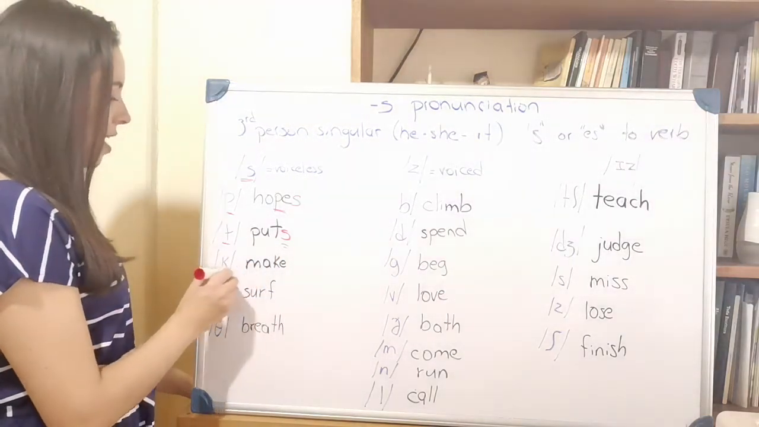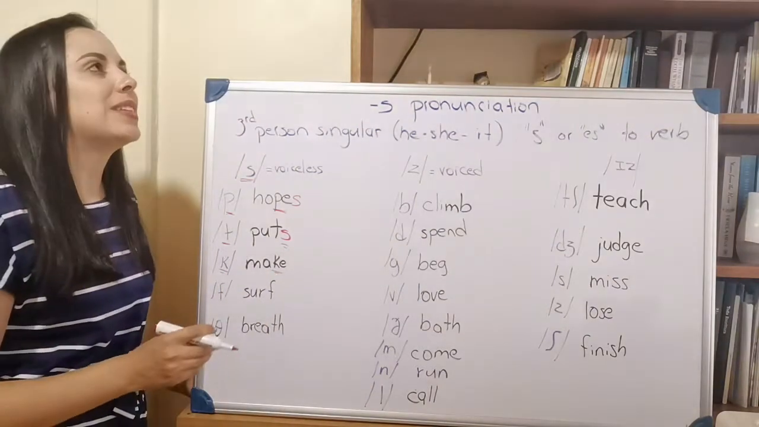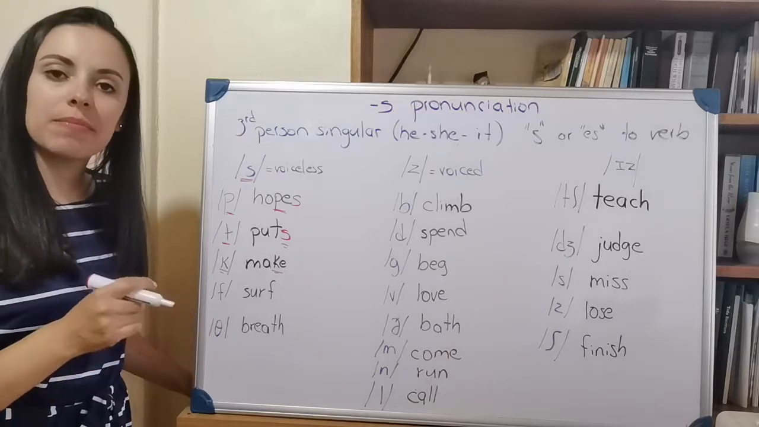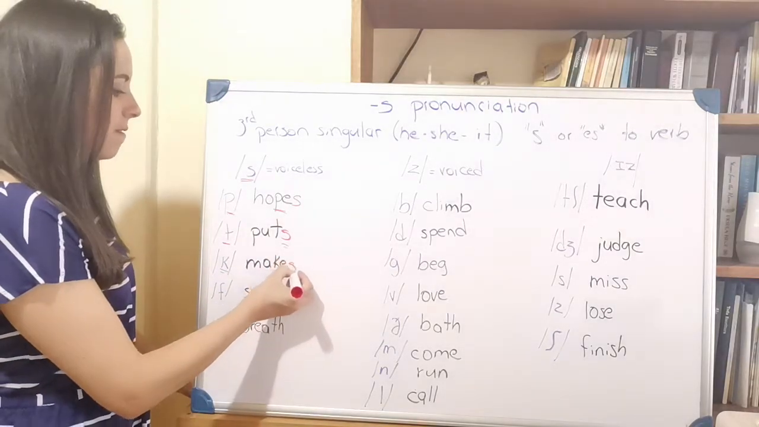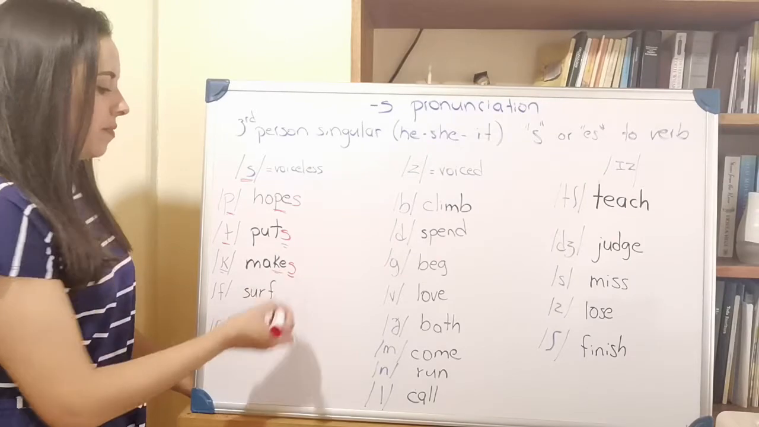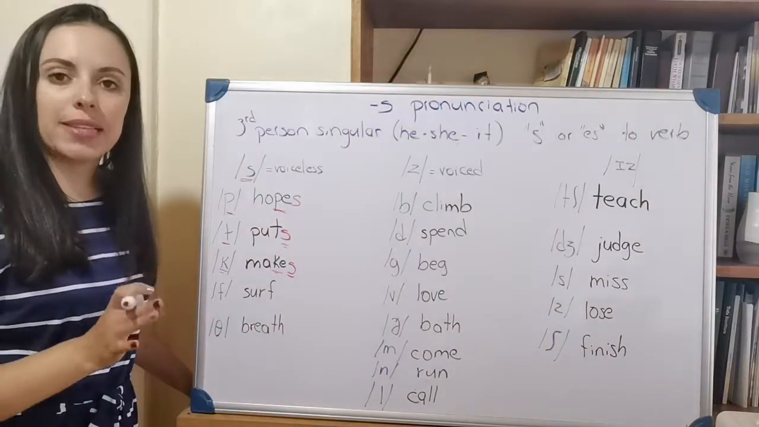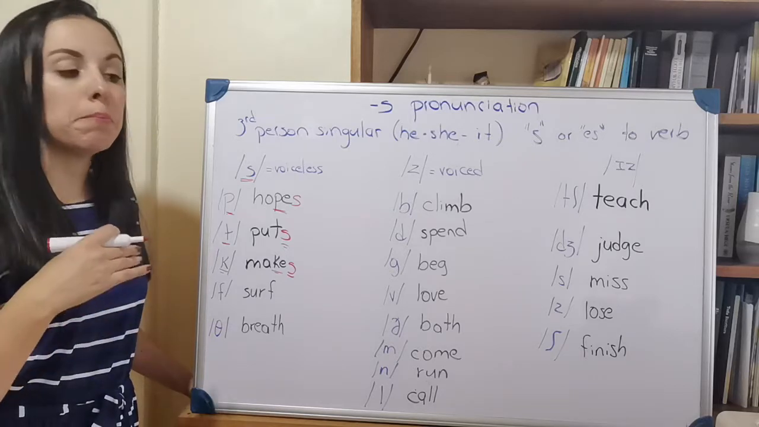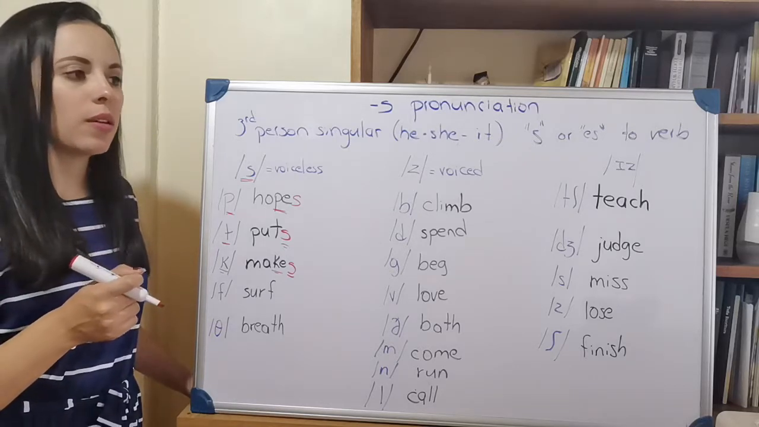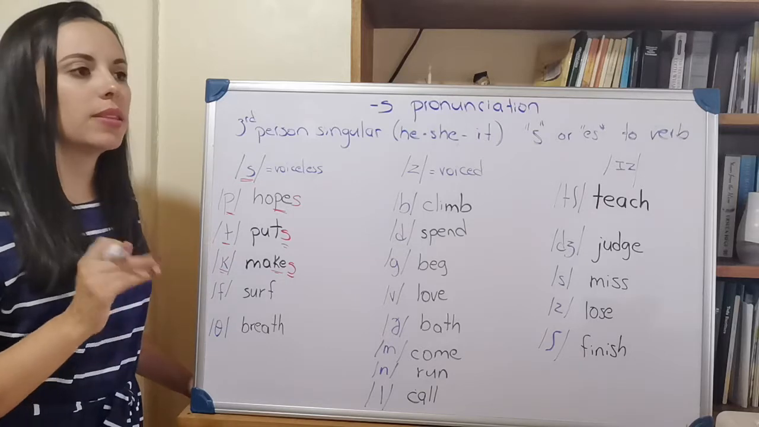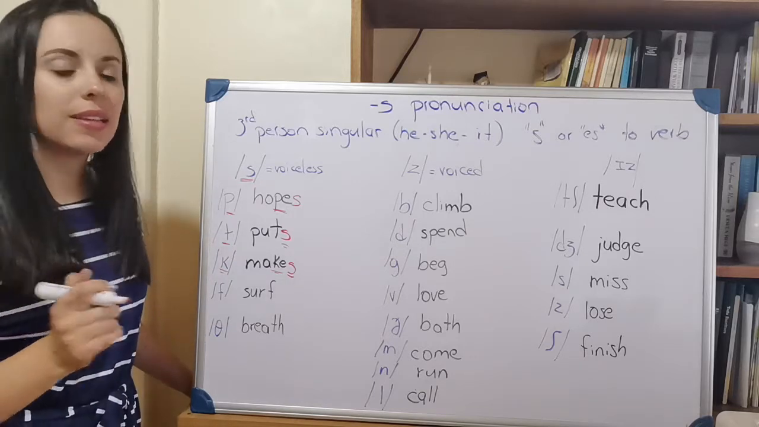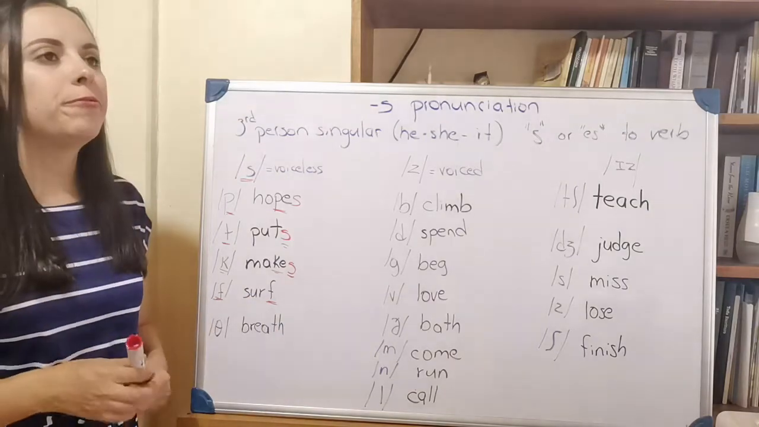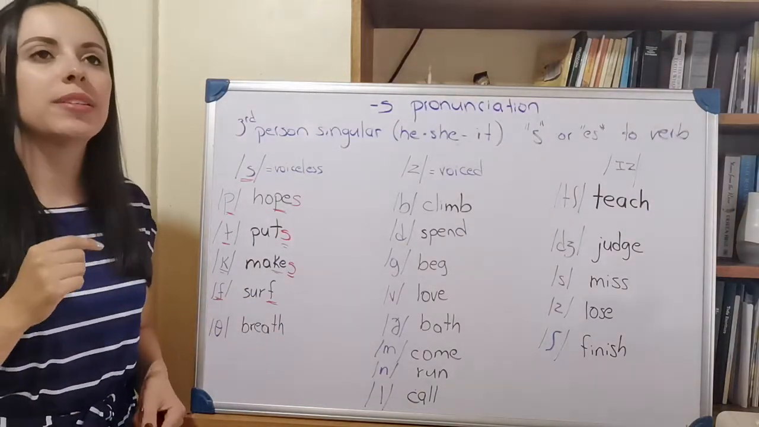Okay? The sound k, make. So when we add the S, the sound is pronounced as S. Makes. She makes, whatever. He makes this and that. Or it makes. The police officer makes. Surf. The last sound is f.